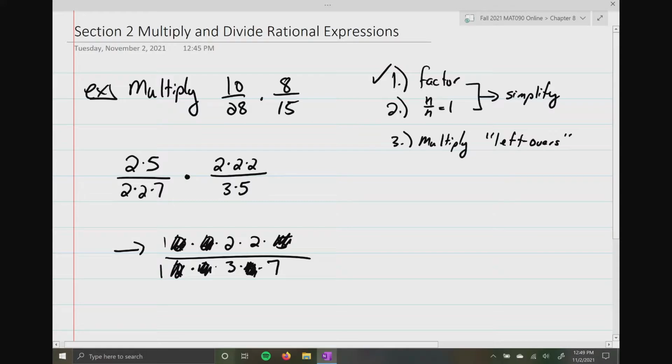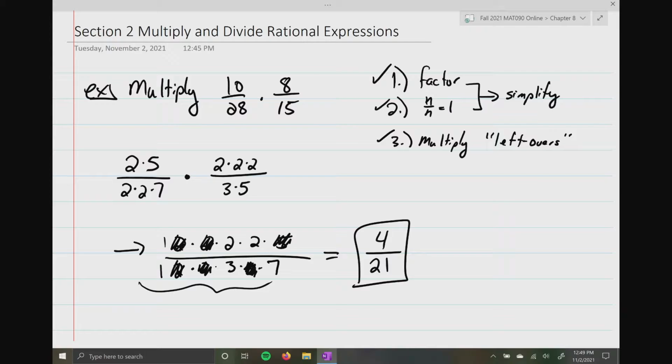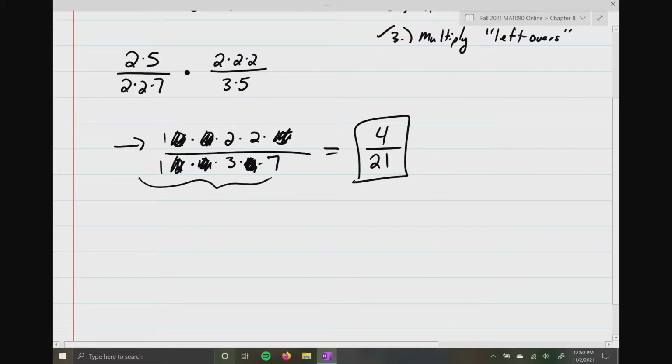And this is what I mean by the leftovers. 2 times 2 in the numerator is 4. And 3 times 7 in my denominator is 21. And I know that is completely simplified, and that's because I simplified wherever I see those little scratching out marks that I did. So I hope you see just how easy multiplying fractions really is. You want to factor first, simplify second, and then just multiply whatever's left over. Okay? So I'm going to do another one just so you can see this process one more time.